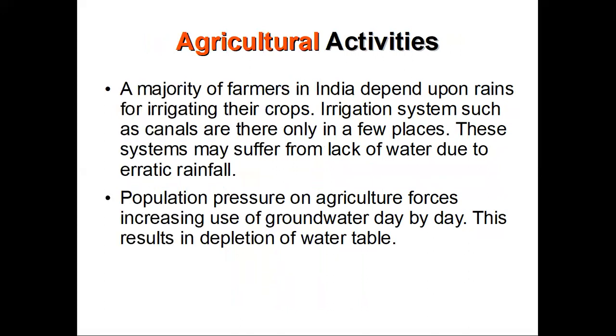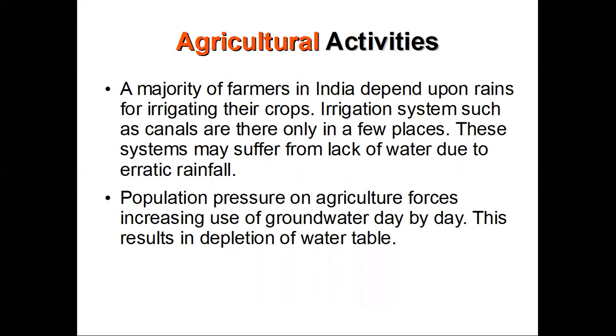Next comes agricultural activities. How agricultural activities are a major issue in depletion of the water table. Now let's get to know it. A majority of farmers in India depend upon rains for irrigating their crops. Now, if there are irrigation systems like canals, they are there only in a few places, and wherever they are, these systems always suffer from lack of water due to erratic or scanty rainfall, and population pressure on agriculture forces increasing use of groundwater.